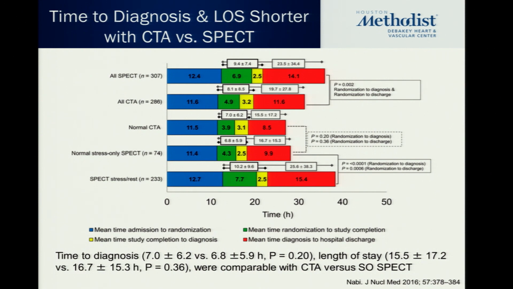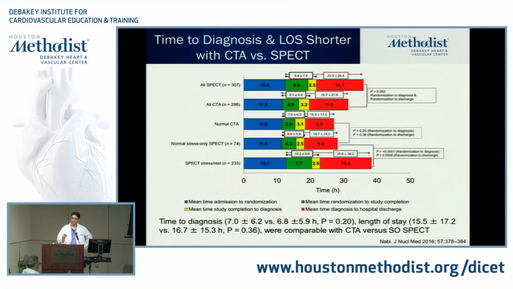However, the caveat, this was everybody. But what was interesting was that in those patients who specifically had stress-only SPECT, so they had a stress, it was normal, they got sent home, there was no difference between stress-only SPECT and those patients who had a completely normal CTA. So this was one of the first studies to show that, when trying to figure out which test is faster, you really have to optimize both tests. If you optimize SPECT with stress-only SPECT, you can perform just as fast as CTA.